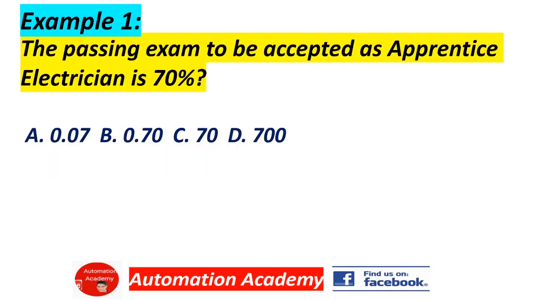Example number 1. The passing exam to be accepted as apprentice electrician is 70%. A, 0.07, B, 0.70, C, 70, D, 700. Answer B, 0.70.